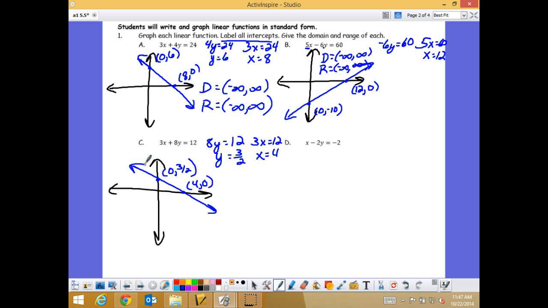There's the 0.40. Domain goes from left to right, so that's negative infinity to infinity. Range, also negative infinity to infinity.